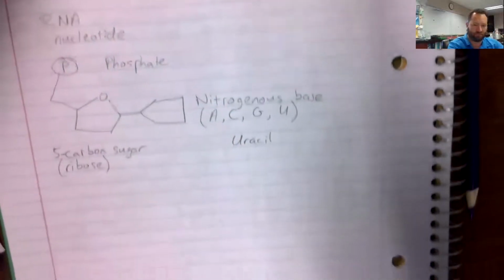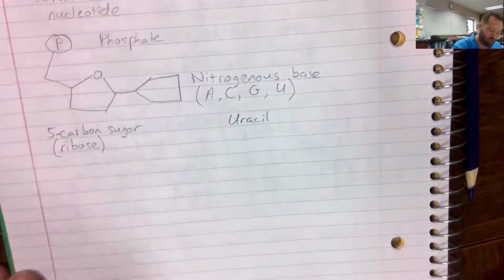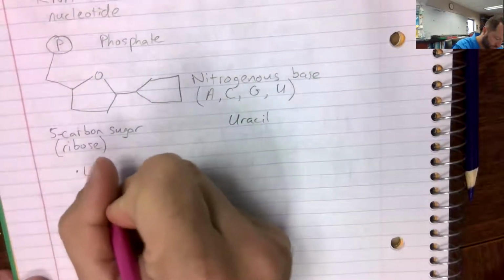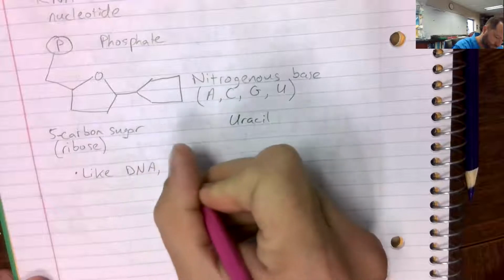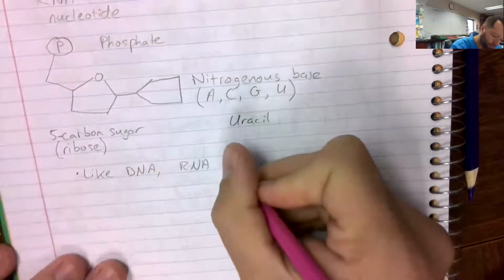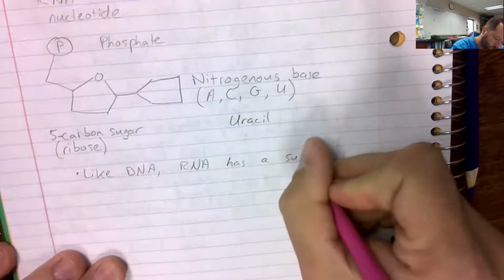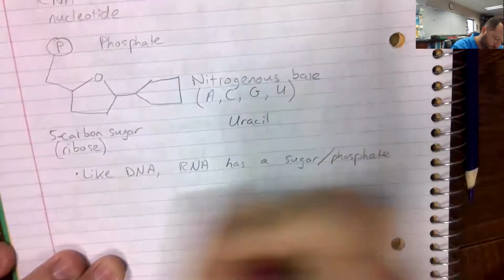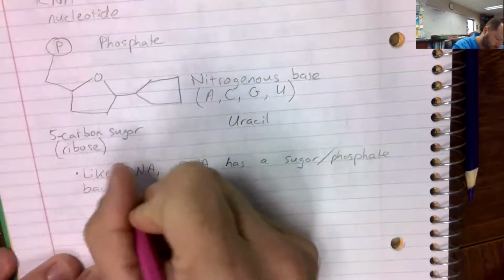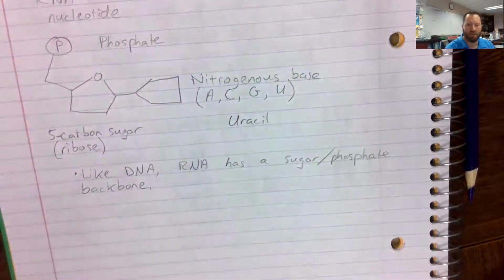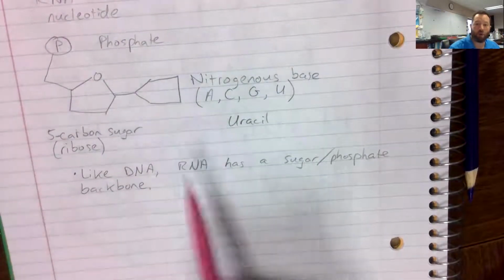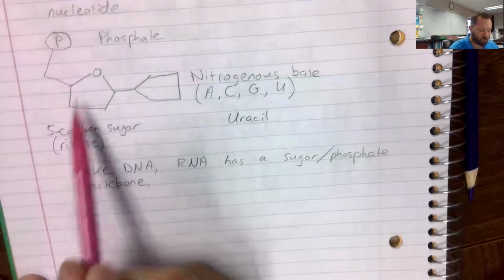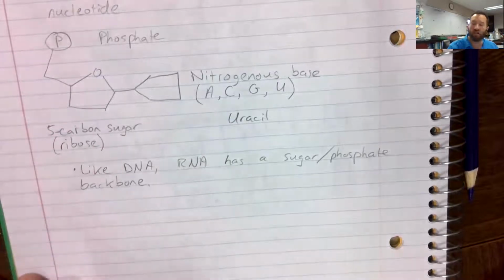A couple of other noteworthy differences and similarities. So just like DNA, RNA has a sugar phosphate backbone. So these nucleotides are going to be connected: phosphate, sugar, phosphate, sugar, phosphate, sugar, just like DNA.